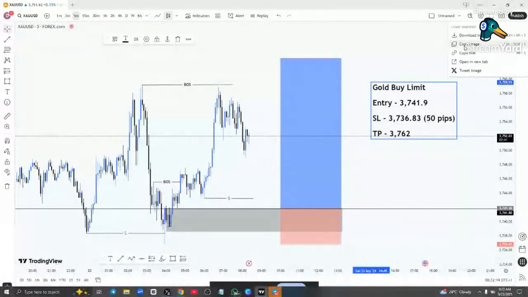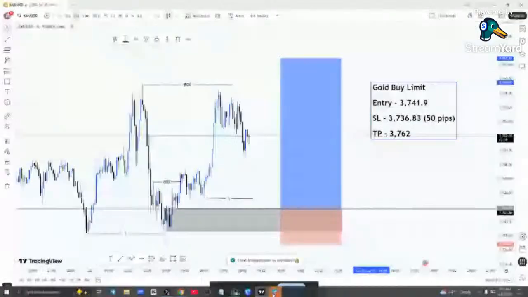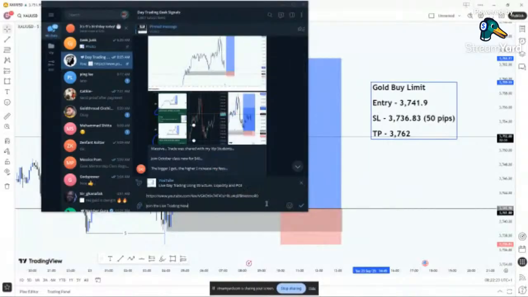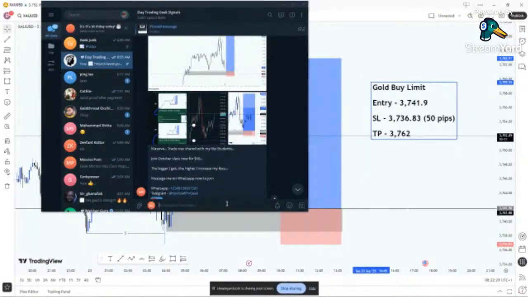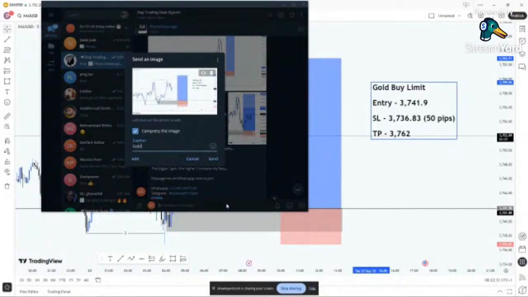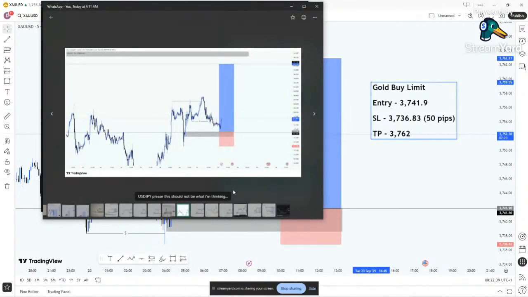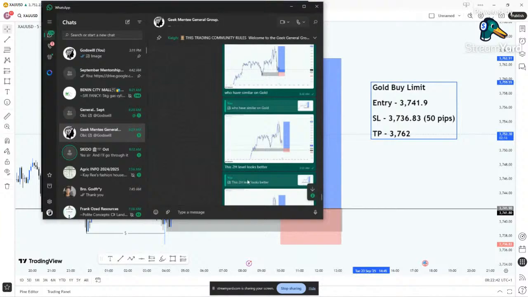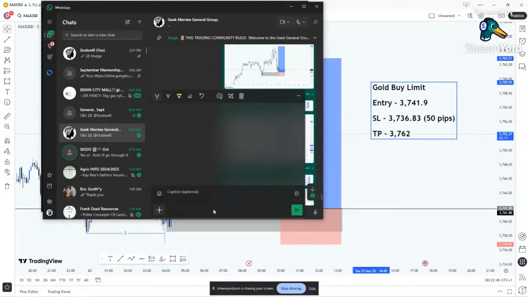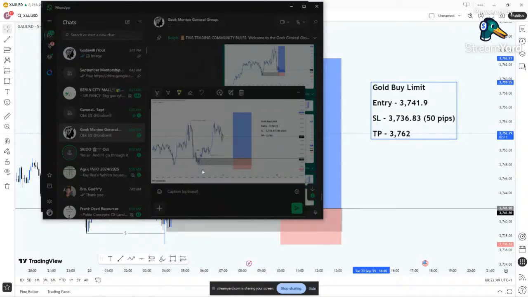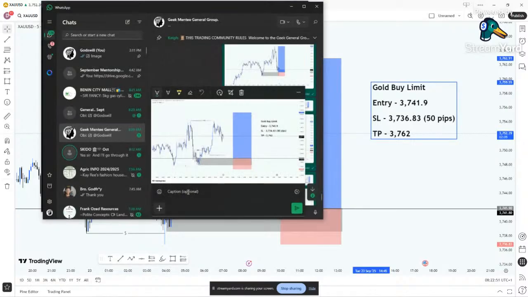Don't over leverage, don't over risk. Though it's a cool setup, right? But still don't over leverage your account, don't over risk. Manage your risk and let's see how it will go. Then I'm going to check out other pairs for those people that don't trade gold. I'm going to check out other markets, then show you what I'm expecting.